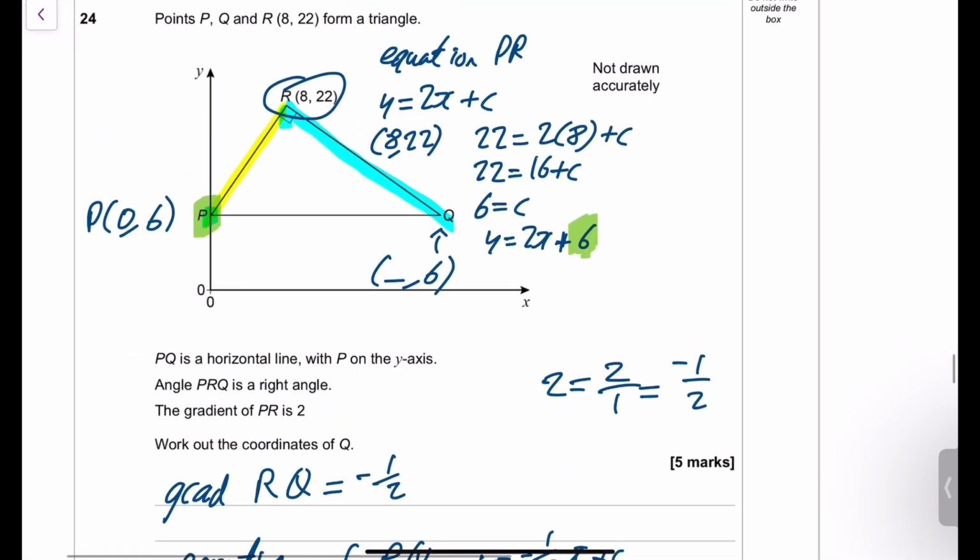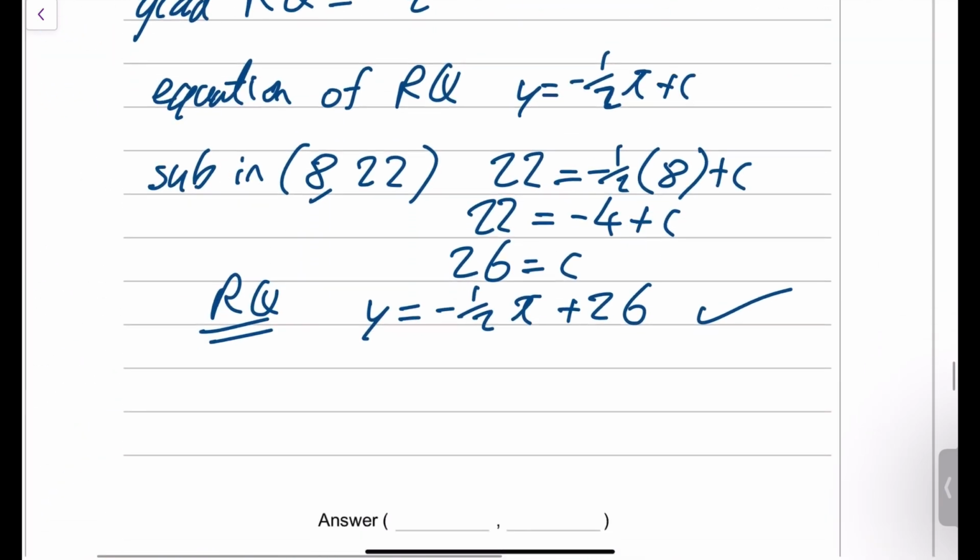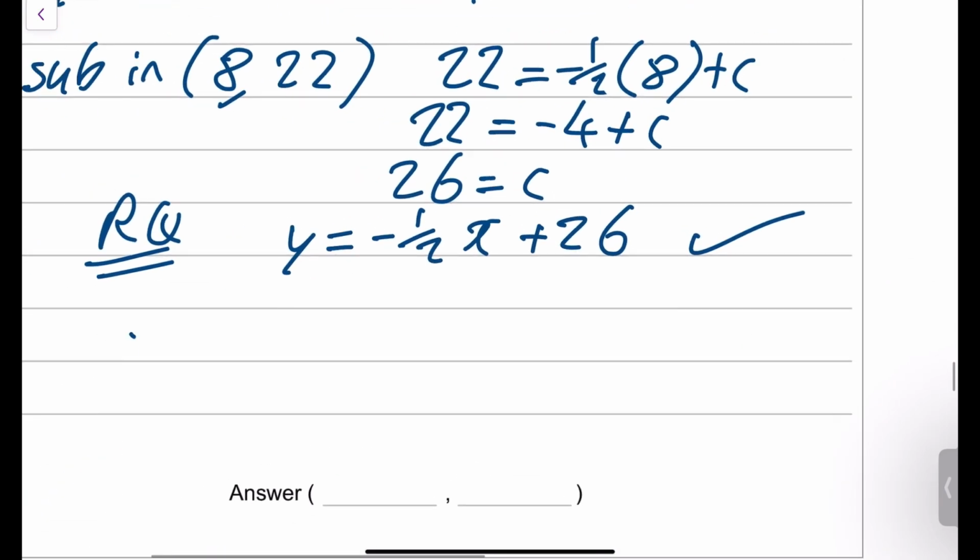Right, what are we actually asked to do in this question? Work out the coordinate of Q. We know the y coordinate of Q, so I would just say the y coordinate was 6. So when y equals 6, 6 is equal to minus a half x plus 26.